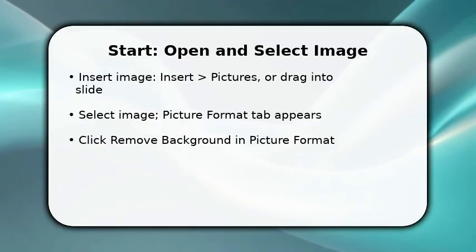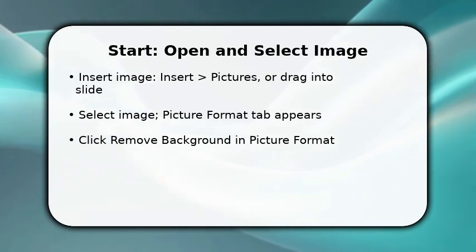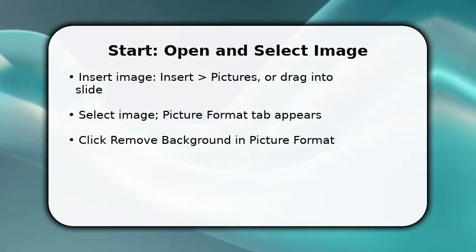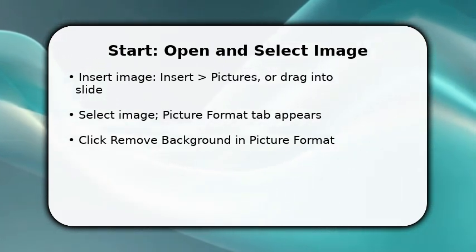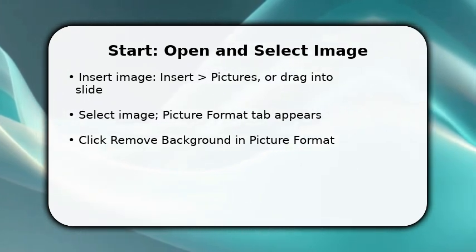You start by putting the image where you want it. Insert the picture or drag it onto the slide, then click the image so Picture Format appears. Once the Picture Format tab is visible, choose Remove Background immediately. PowerPoint will auto-detect the background and show a magenta mask.